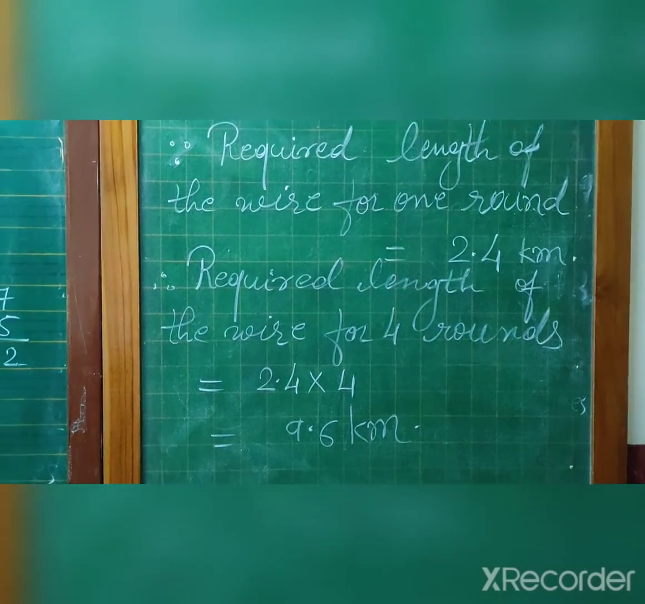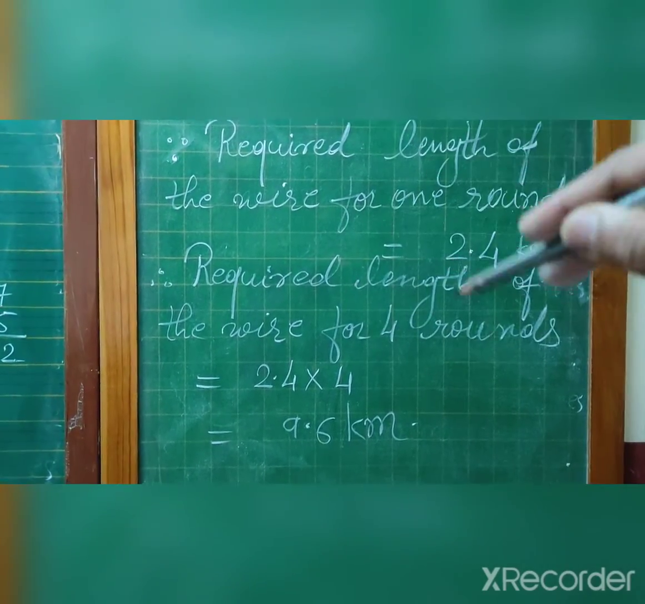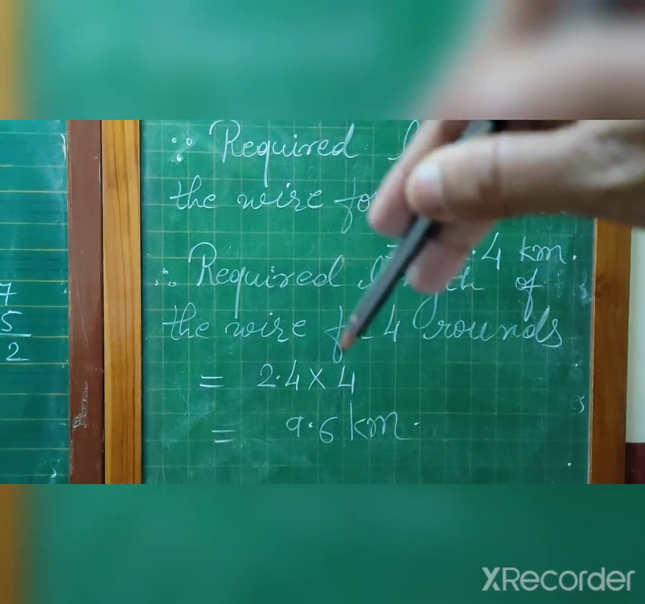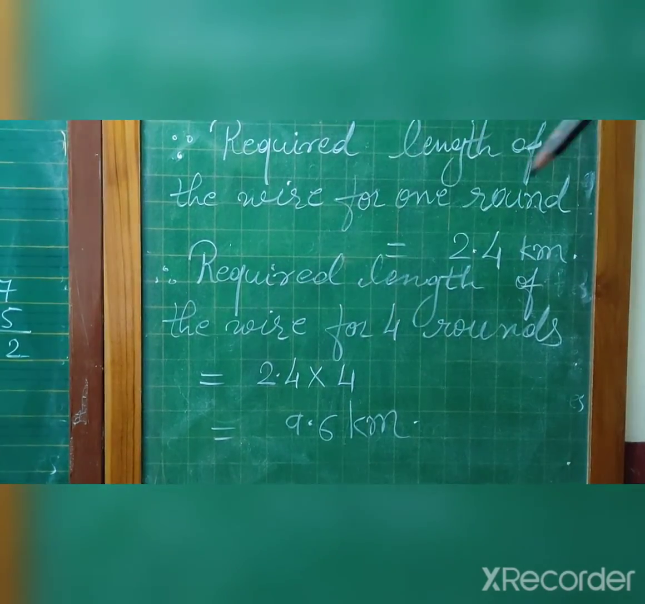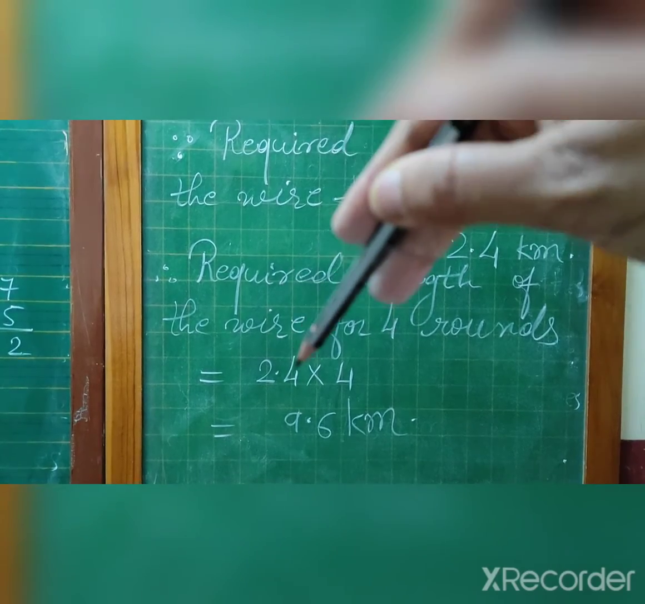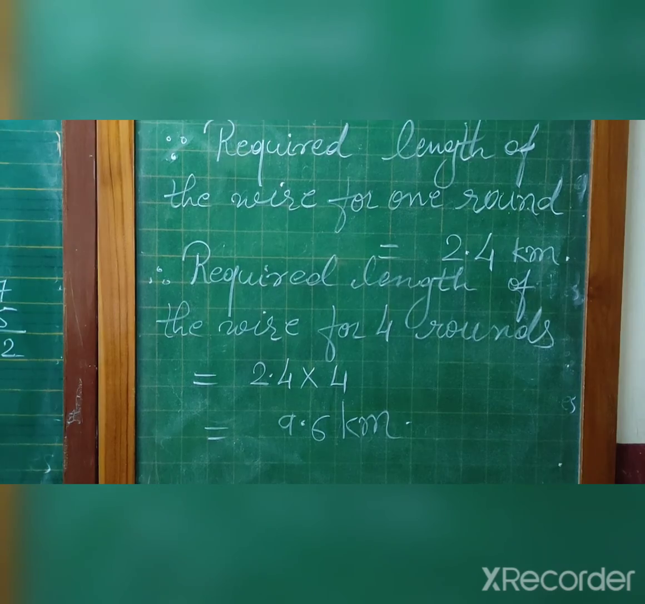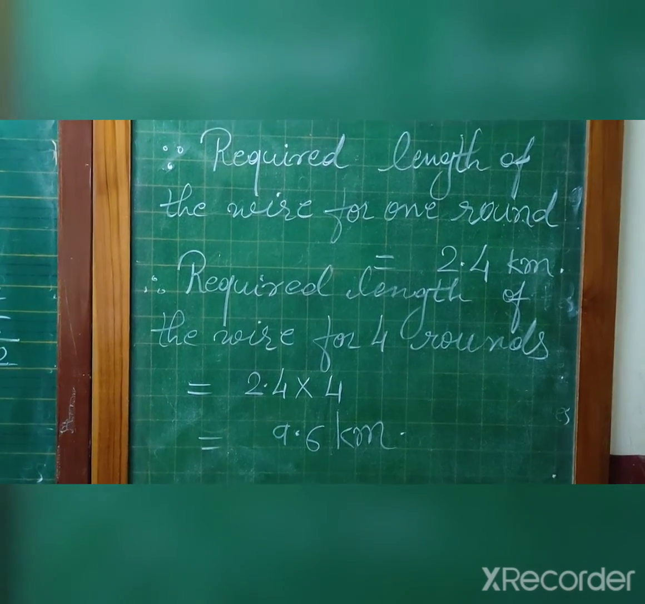So required length of the wire for 4 rounds is equal to 2.4 into 4. That means when you multiply, 4 fours are 16, carry over 1, 4 twos are 8 and 1 is 9, before one digit decimal. So required length of the wire is 9.6 kilometer. Okay.